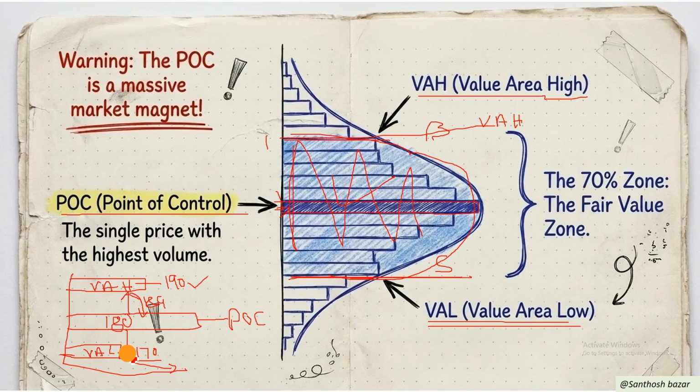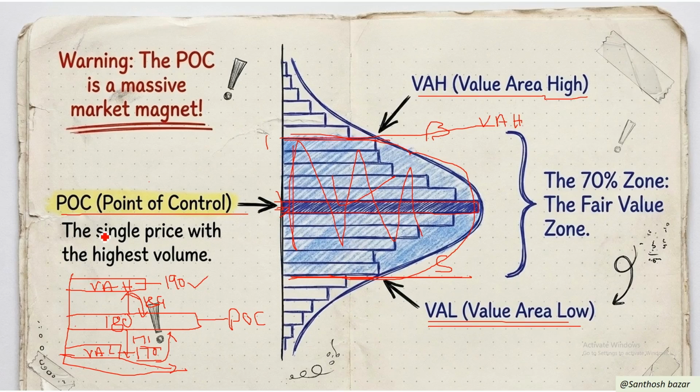Suppose this stock falls from 180 to 171. Buyers will see it as a bargain price near value area low and buy it at 171 with a target of 180. So this is a simple real world example. With this you will be able to identify where the fair value is, where you have to enter, where the expensive price is, and where you have to avoid buying the stock, using this volume profile.